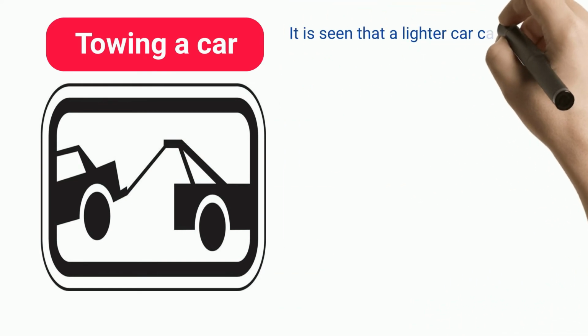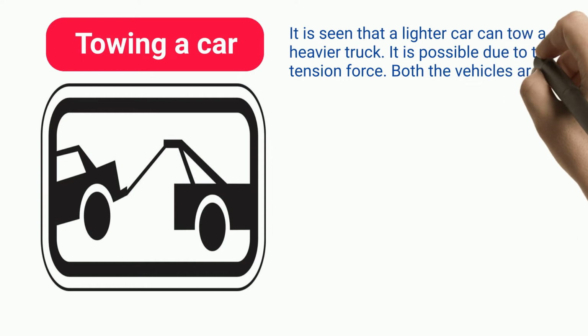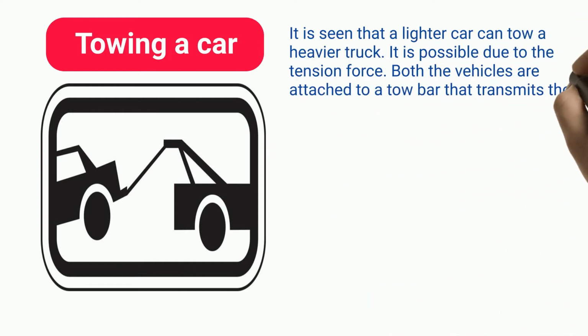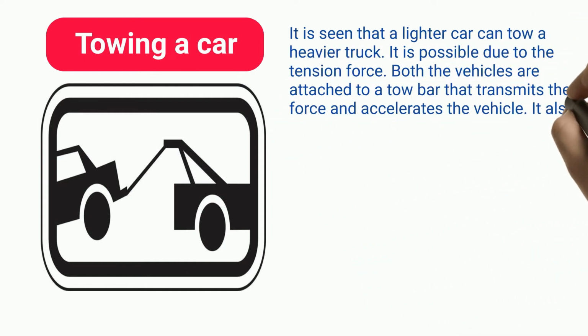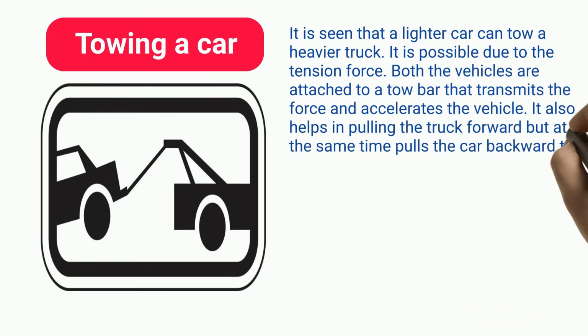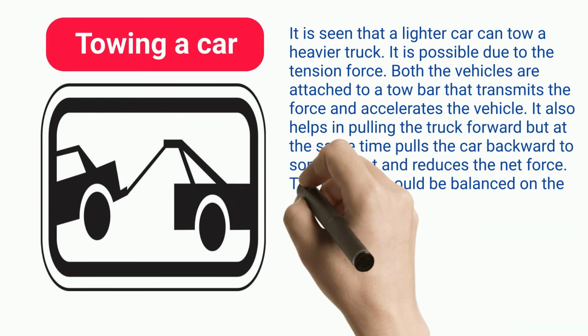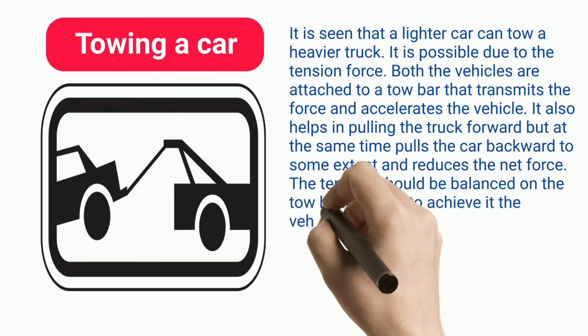It is seen that a lighter car can tow a heavier truck. It is possible due to the tension force. Both the vehicles are attached to a tow bar that transmits the force and accelerates the vehicle. It also helps in pulling the truck forward, but at the same time pulls the car backward to some extent and reduces the net force.